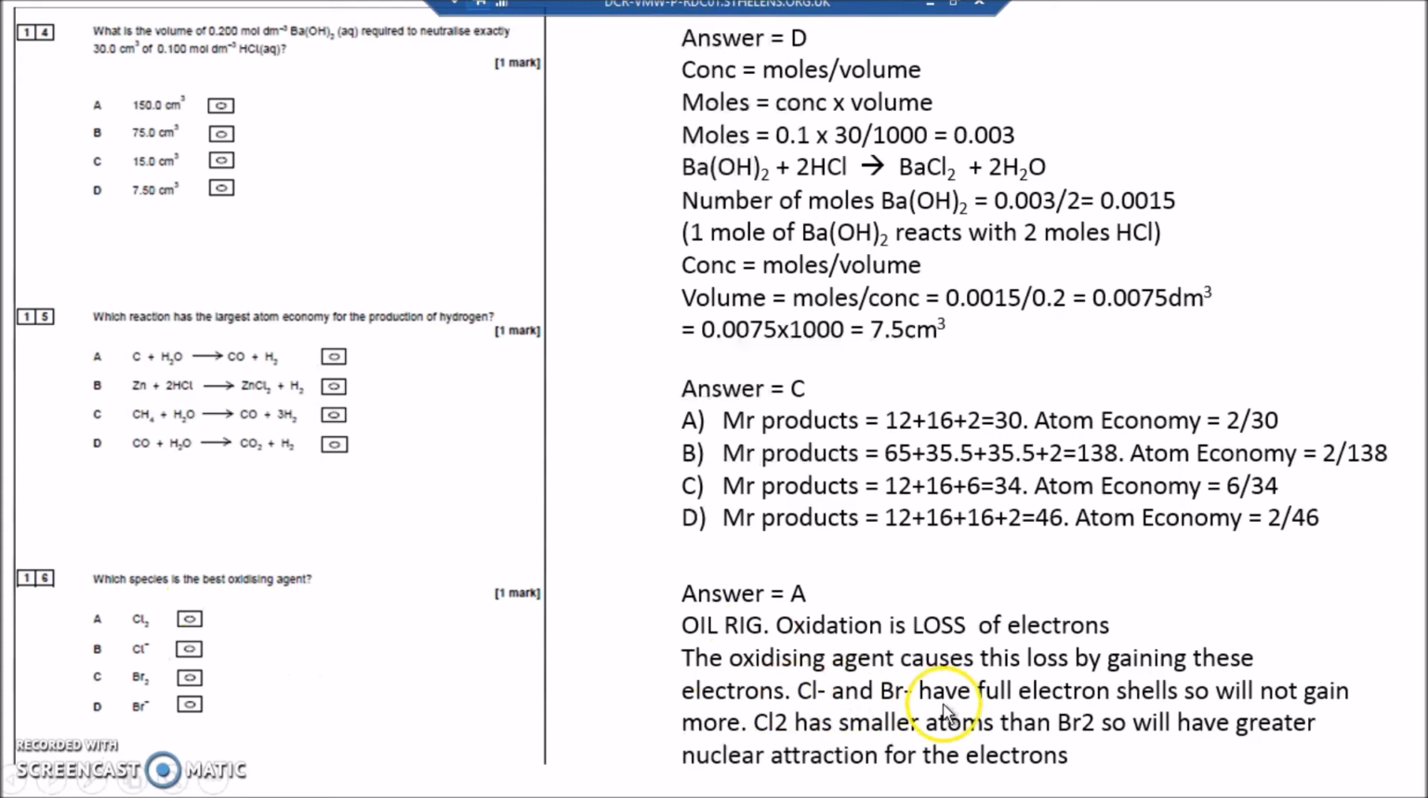It gains electrons. So which of these is most readily able to gain electrons? Well, it's not B or D, they've already gained electrons. Is it A or is it C? Is it Cl2 or is it Br2? The answer is A, Cl2, because it's smaller, so it's got a greater nuclear attraction.